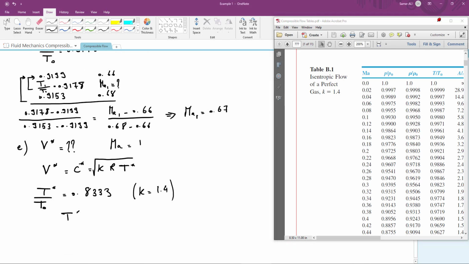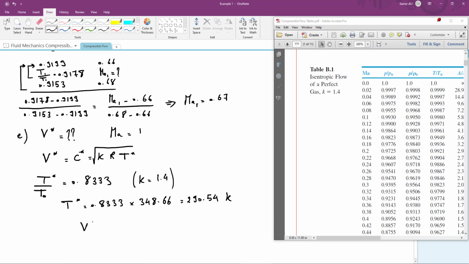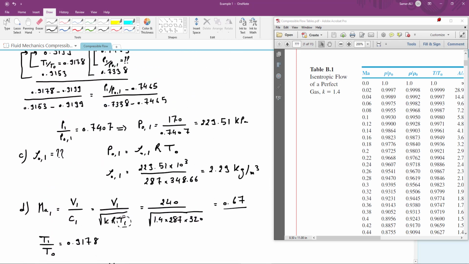So T star will be equal to 0.8333 times T naught, which is 348.66, which will be equal to 290.54 Kelvin. So now we can find V star. V star will be equal to the square root of 1.4 into 287 into T star, which is 290.54, which will be equal to 341.67 meters per second. Now let's continue the problem.